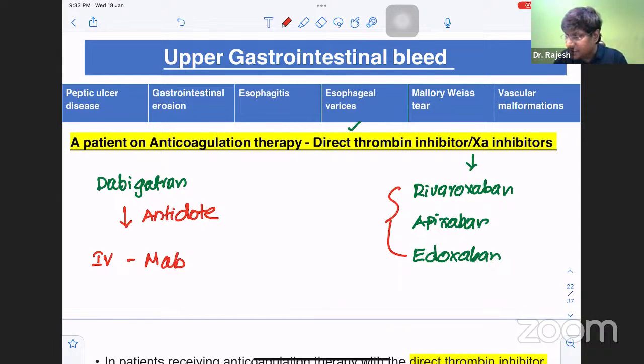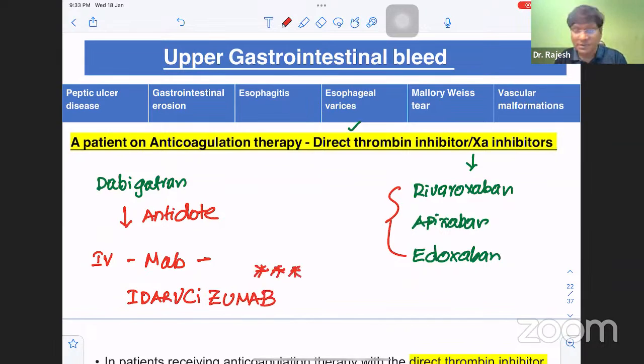See, for dabigatran, the intravenous monoclonal antibody is idarucizumab. Okay, this is the antidote. This is a very, very important multiple choice question, right? The antidote for dabigatran is idarucizumab.